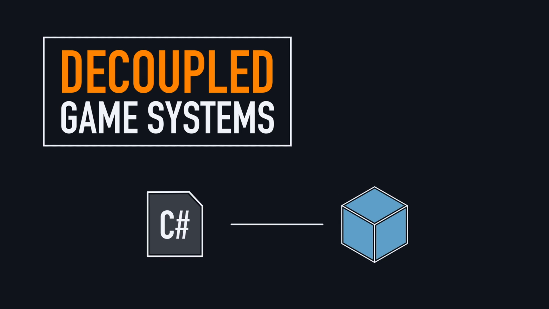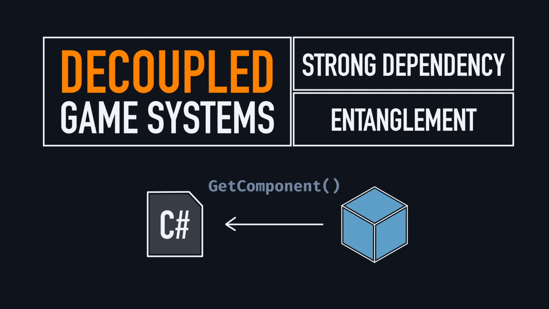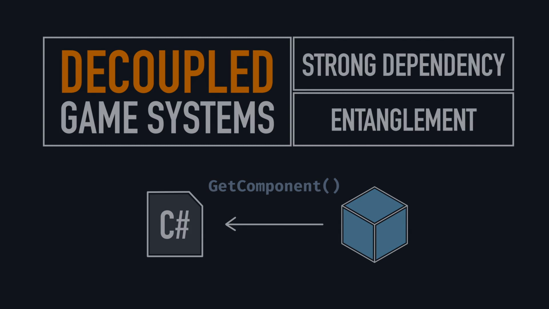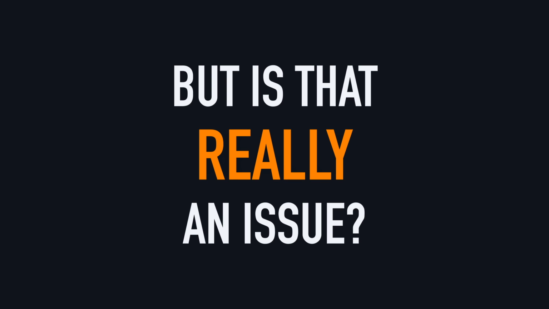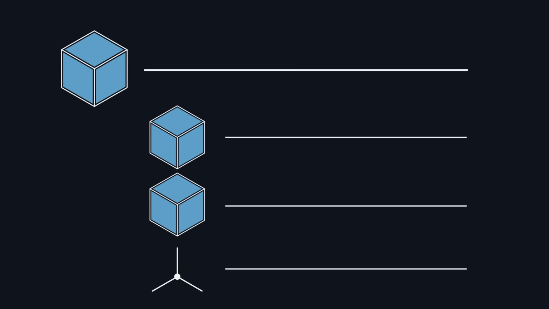Think of all the times where you've needed to access another object in your scene and you've done a GetComponent on it. These are cases where you've coded strong dependencies and entanglement, because your script A cannot work properly if this dependency to script B or component C isn't available. Now, you might wonder if it's really an issue. After all, if your scene is built as expected, everything will work smoothly, right?